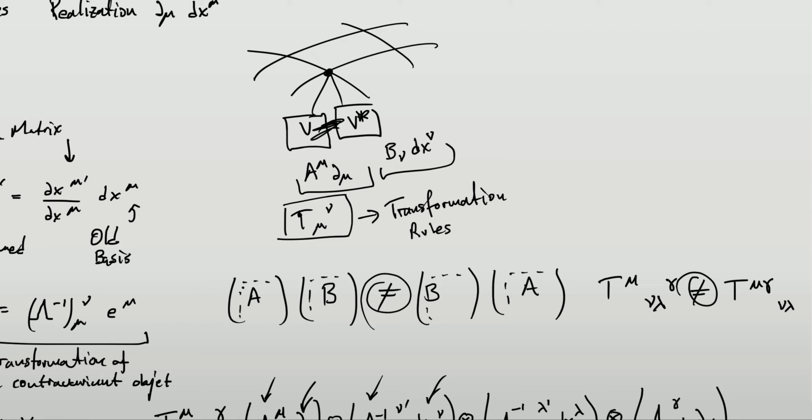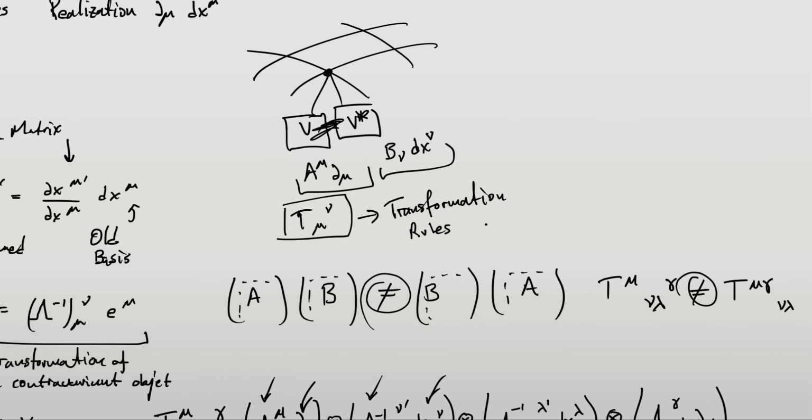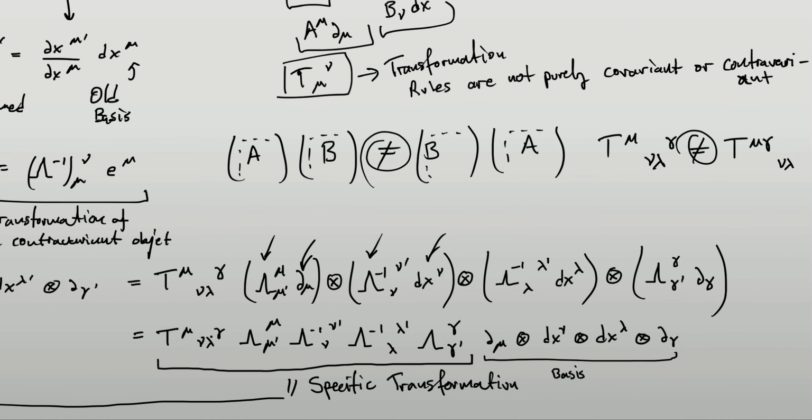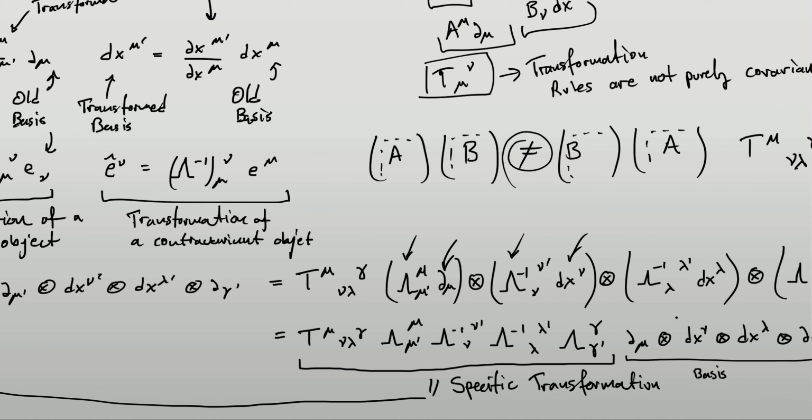Rules are not general. They can't really be generalized. They don't transform covariantly. They are not purely covariant or contravariant. They are specific. For this tensor in particular, for this map in particular, its transformation rule goes like this, right?